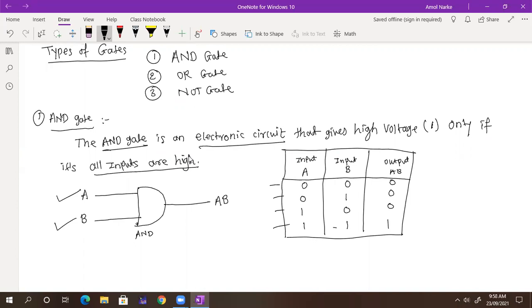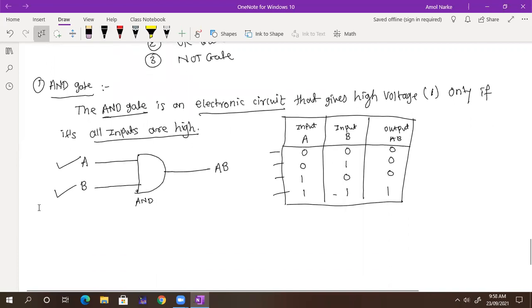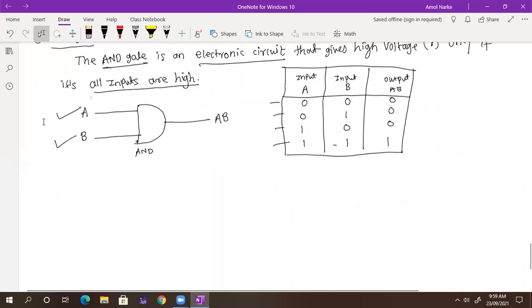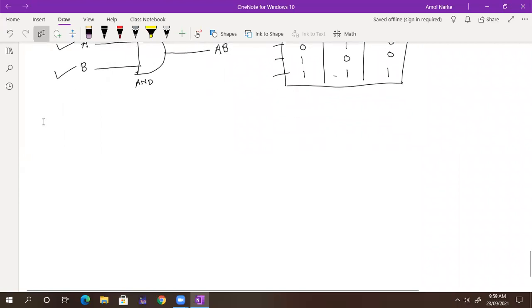Got it? Yes, sir. Now this is the same gate. Whatever Boolean operator we have, this truth table is the same. You can check it out. This works in electronic circuits, and we will work with it in computer applications. That's it, this is for your revision purpose only.